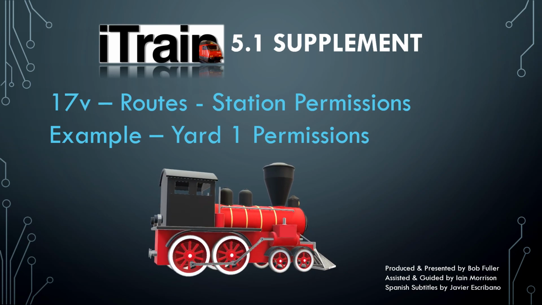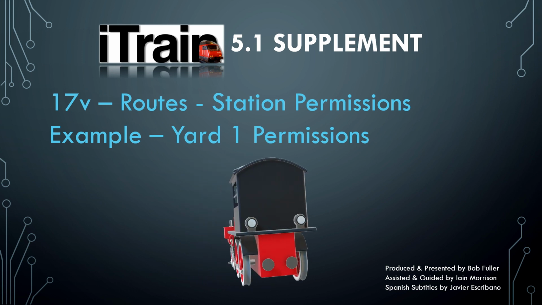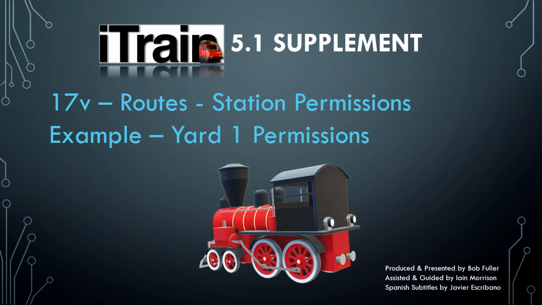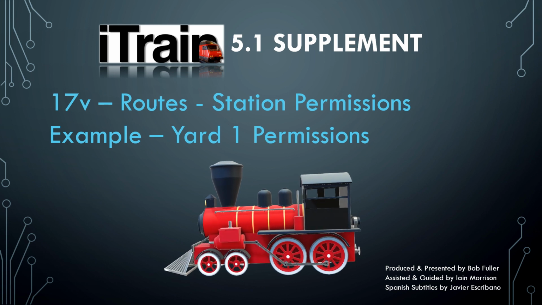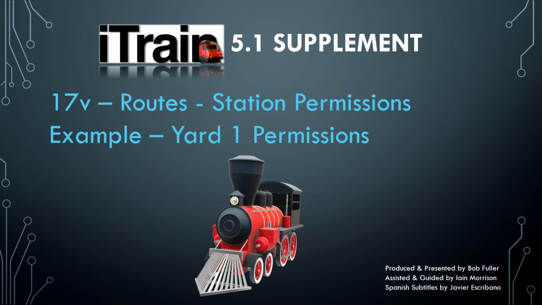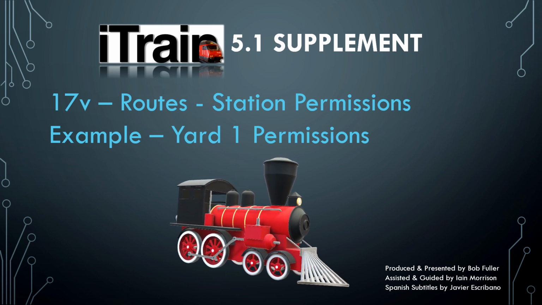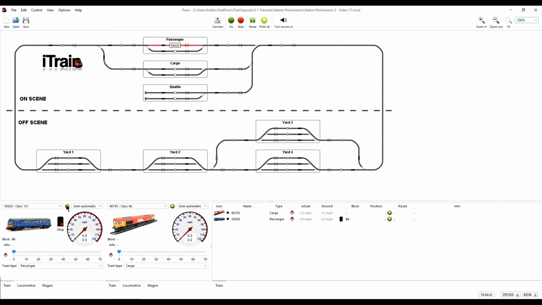Now that we know the default behaviour of the layout, we will make changes to Yard 1's station permissions so that the train does not have to stop again at any of the other yards. Let's begin in an anti-clockwise direction, starting from the passenger station.